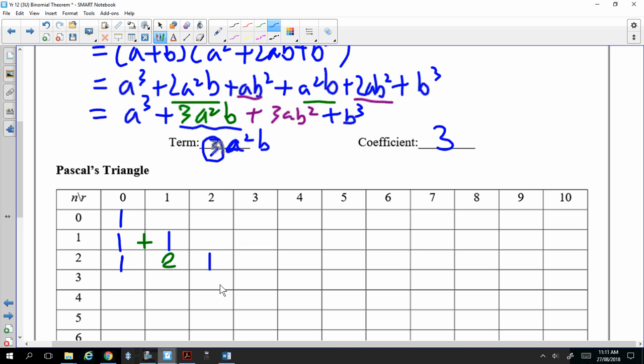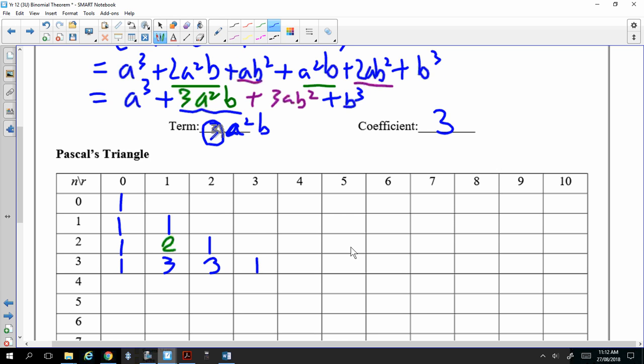Okay, how do you do the next row? Watch. 1 first, always start with 1. 1 plus 2, 3. 2 plus 1, 3. There's nothing to add, just finish with 1. Okay, let's start the next row. Start with 1. 1 plus 3, 4. 3 plus 3, 6. 3 plus 1, 4. And nothing to add, put 1.